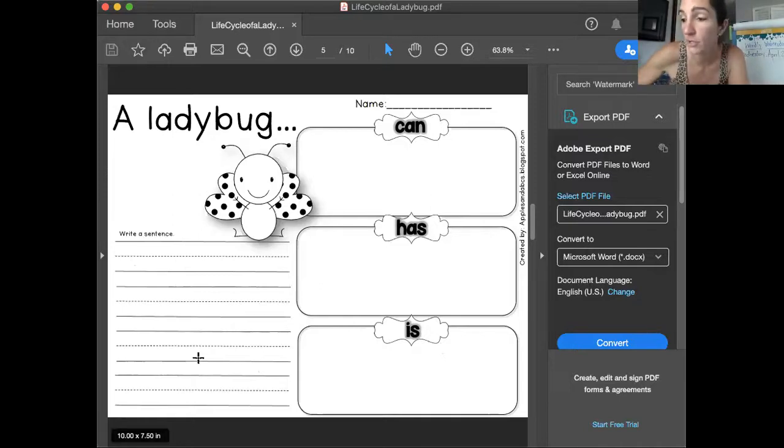If you don't have a printer or you don't want to do the worksheets, you could just write it in your journal and do ladybugs can. Give me a sentence. Ladybugs have and ladybugs are. Okay, so you could do that instead. Remember, we're being flexible with our activities.